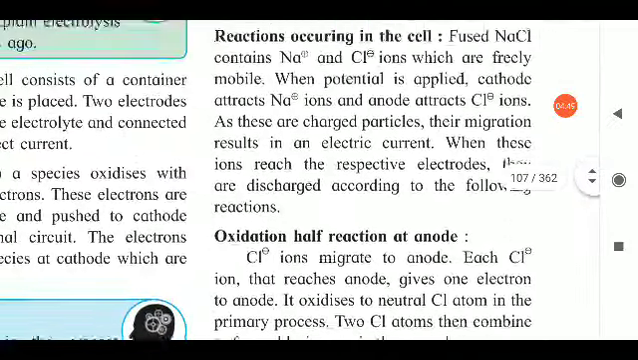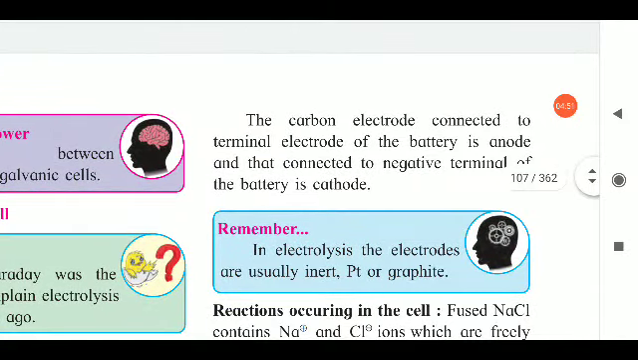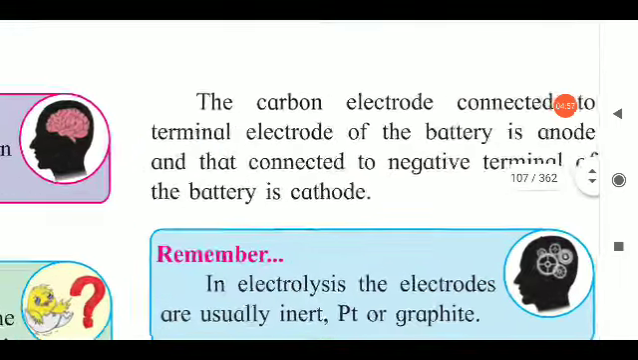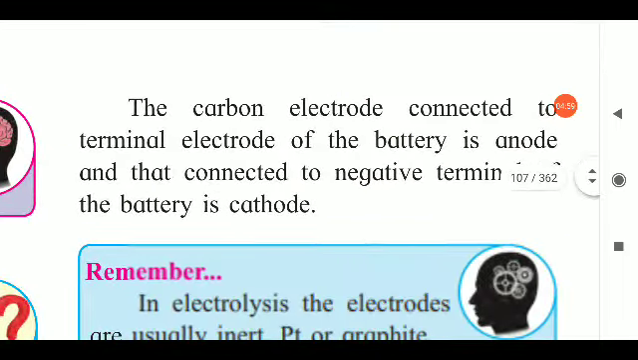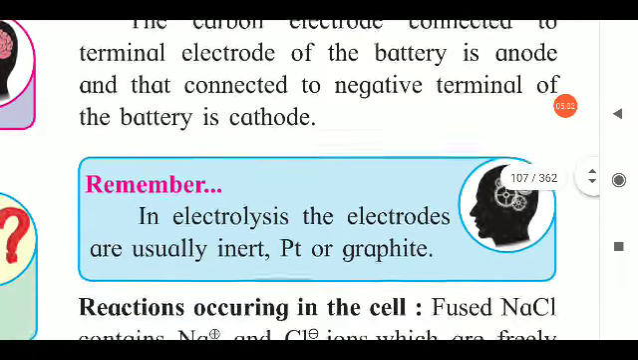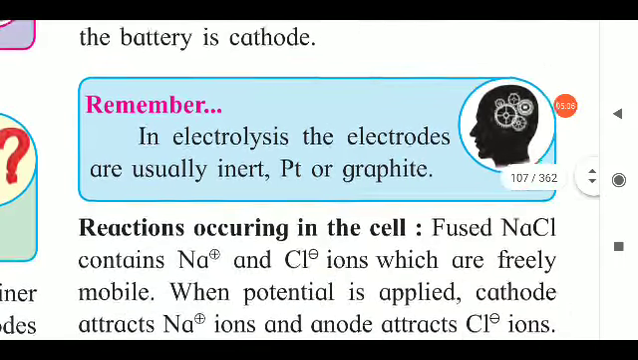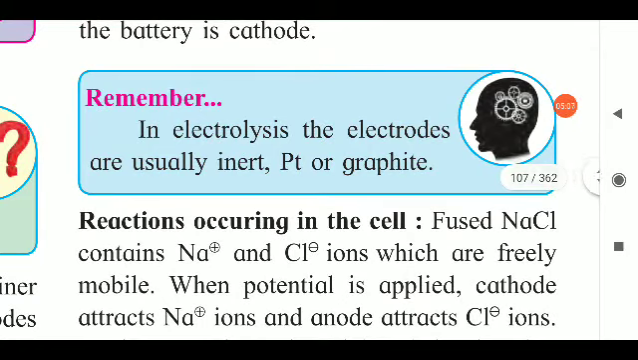Now students, the next explanation of this figure is that the carbon electrode connected to the positive terminal of the battery is anode, and that connected to the negative terminal of the battery is cathode, that we already saw in that figure. In electrolysis, the electrodes are usually inert, platinum or graphite. This is the important point that you have to keep in mind.